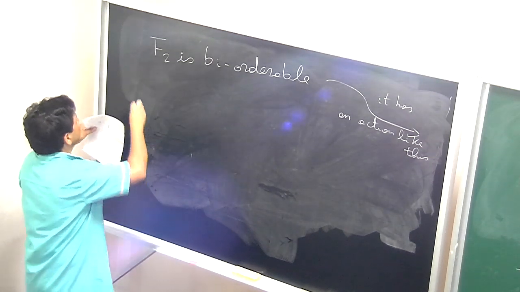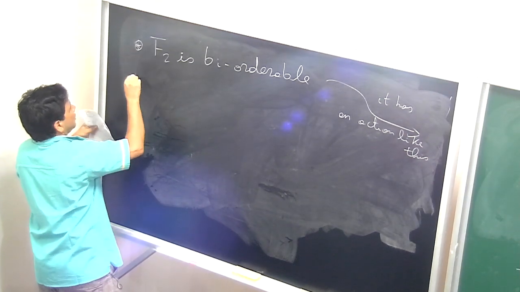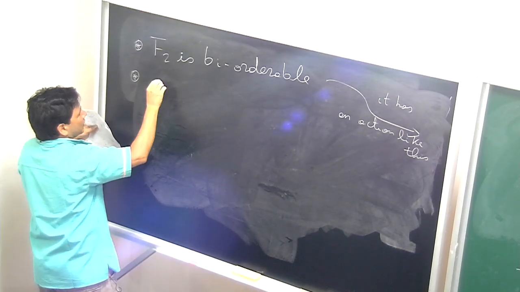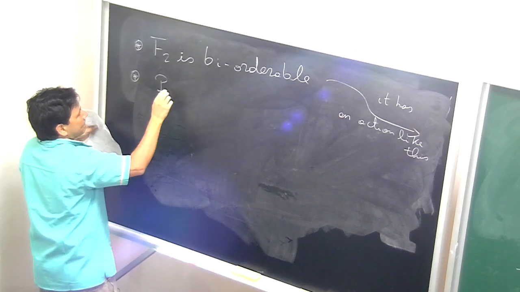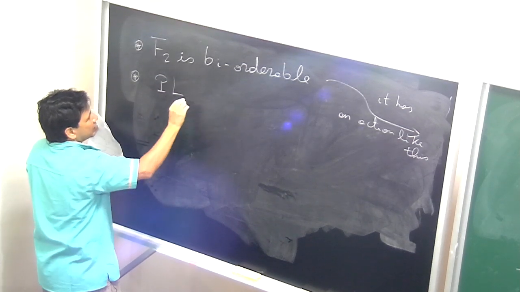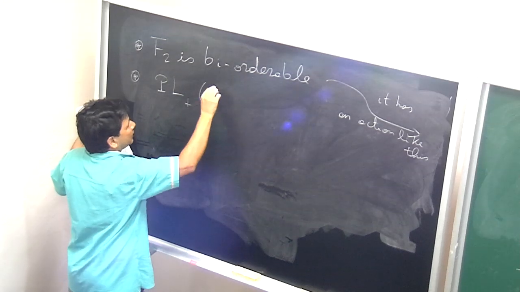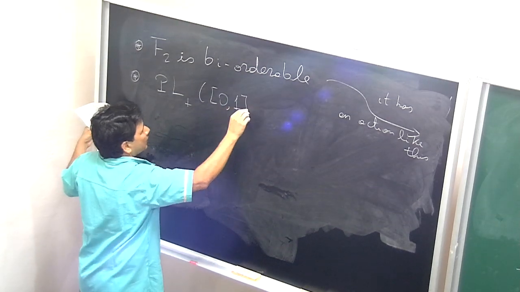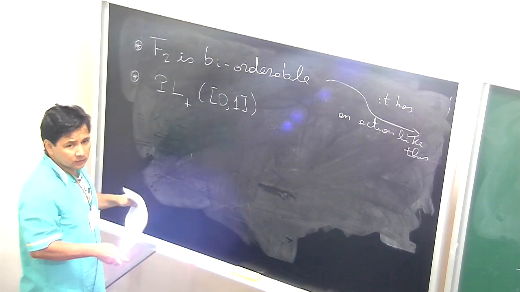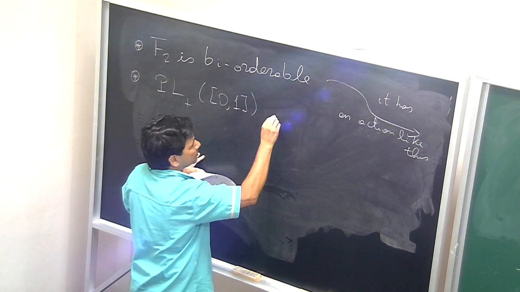And there is another family of groups which are biorderable. It is, in general, the group of piecewise linear homeomorphisms of the interval. This group is biorderable.